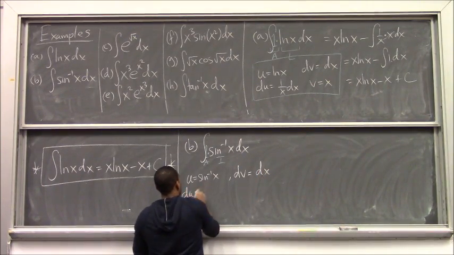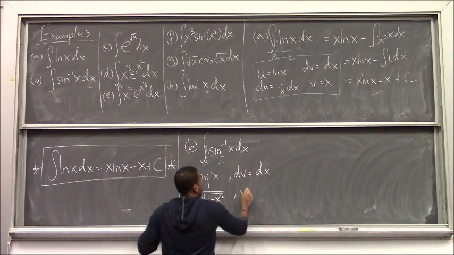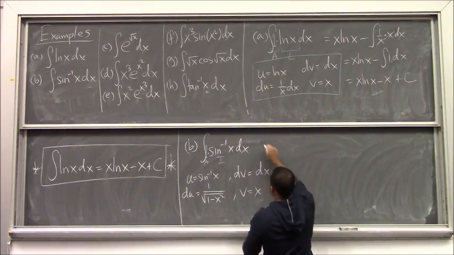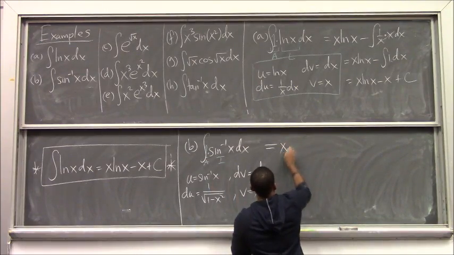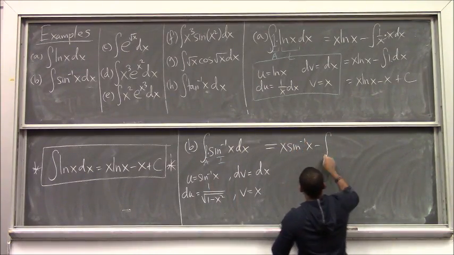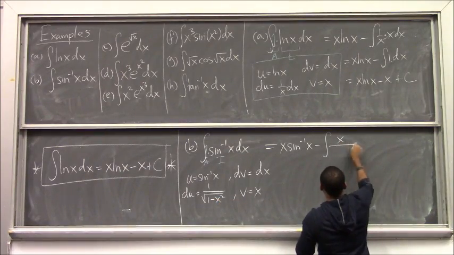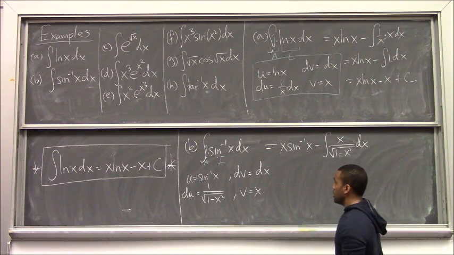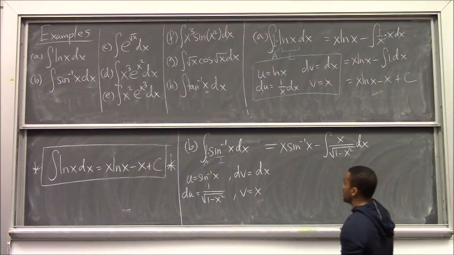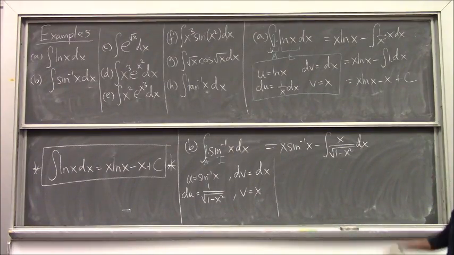What is the derivative of this guy? And v is going to be equal to x. So this is going to end up being equal to u times v minus the integral of v du, and we end up with that. Okay, how do we continue? How do we do that integral?